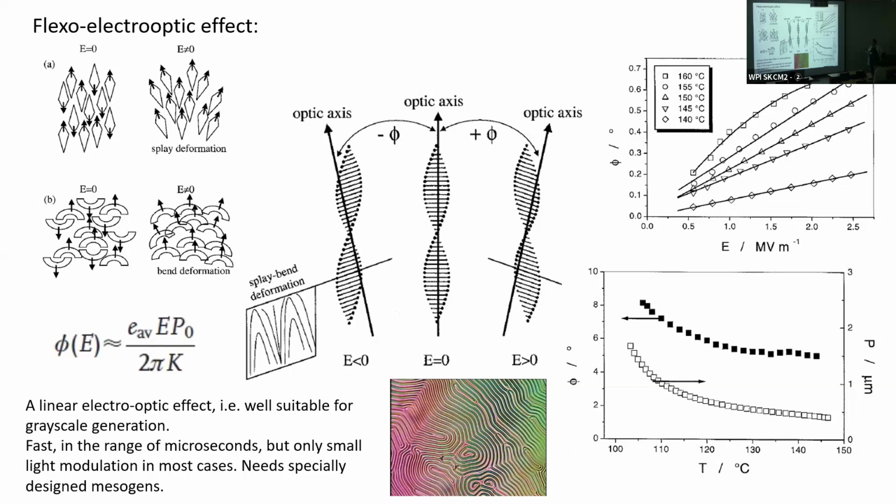So that is one of the effects that you can make, which is well suited for grayscale generation. It is fast, on the order of microseconds, and the problem with it is that the light modulation is actually not that large. You would want a bit more than these 4 or 5 degrees of switching of your optic axis.